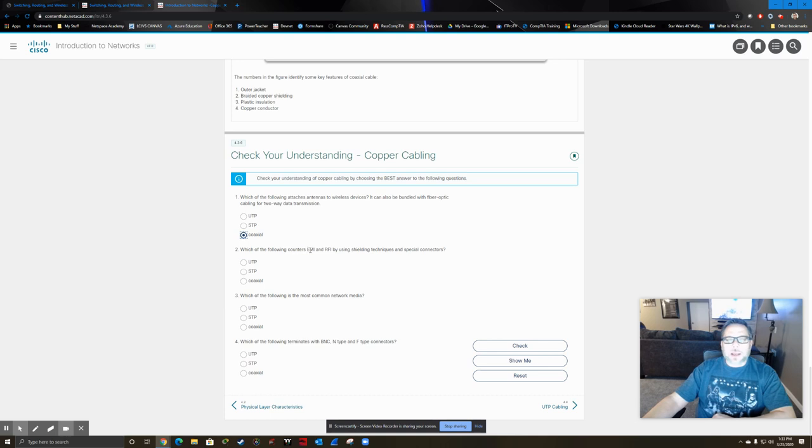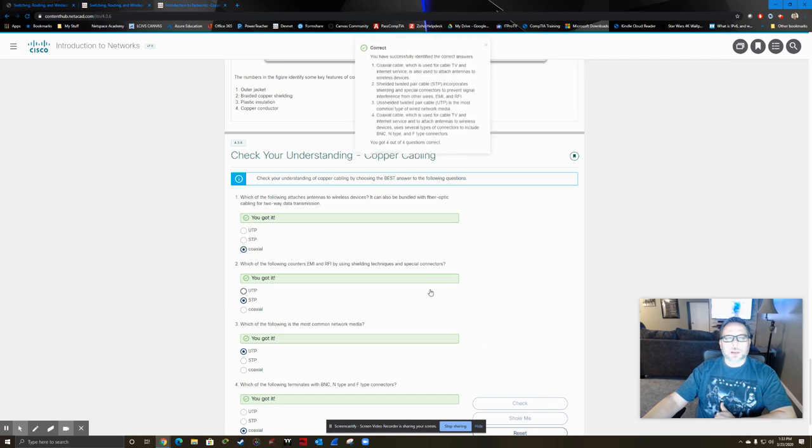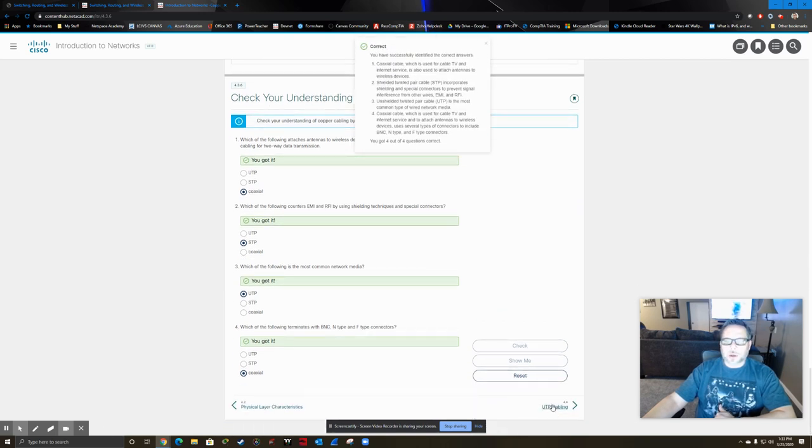Which of the following counters EMI and RFI by using shielding techniques and special connectors? That's going to be referring to our shielded twisted pair. Which of the following is the most common type of media? Well, we know that's going to be unshielded twisted pair. Which of the following terminates with a BNC, an N-type, and an F-type connector? We're looking at coax there. Let's give that a quick check, and another 100% in the books.